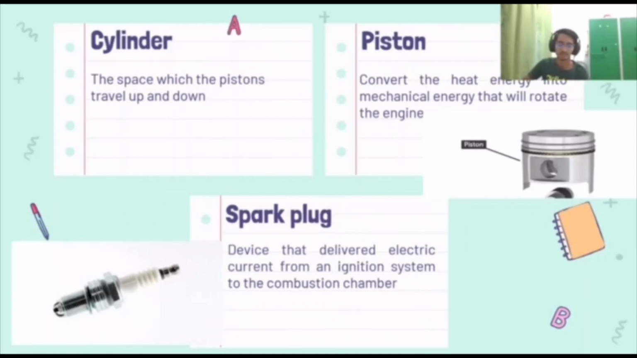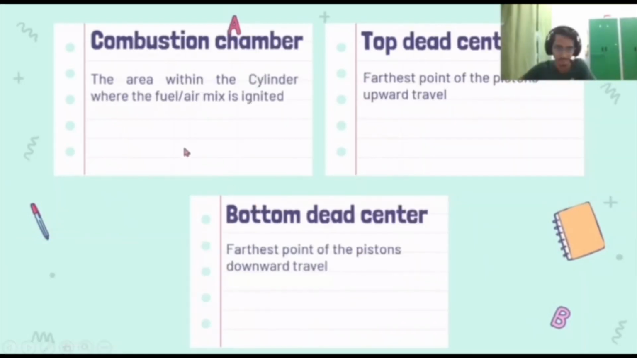And the spark plug, the device that delivers electric current from an ignition system to the combustion chamber. The combustion chamber, the area within the cylinder where the fuel or air mix is ignited. The top dead center, the farthest point of the piston's upward travel. The bottom dead center, the farthest point of the piston's downward travel.